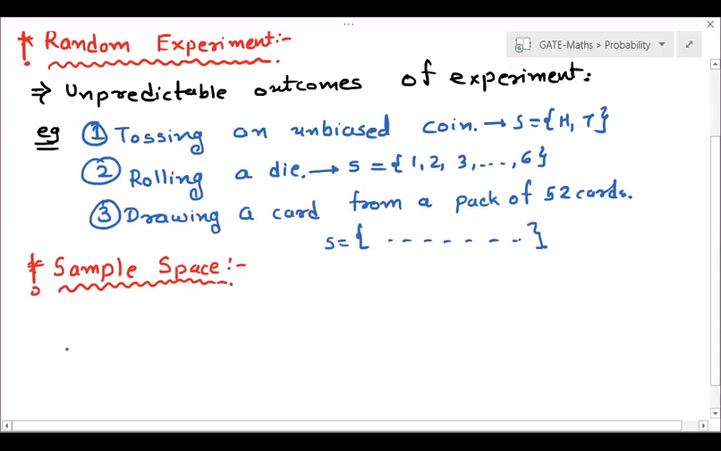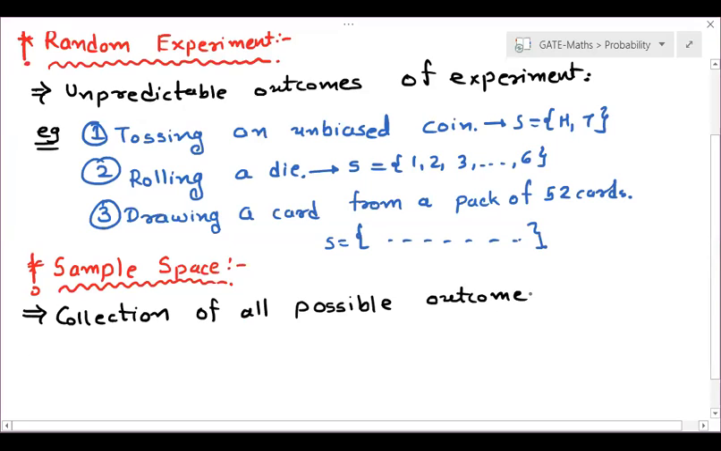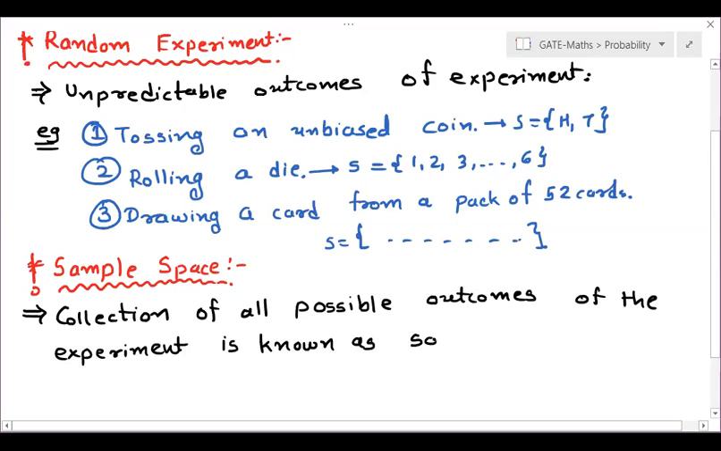The collection of all possible outcomes of the experiment is known as sample space.